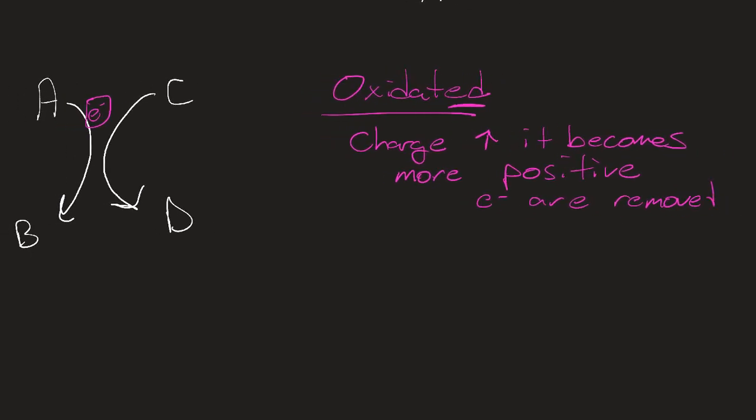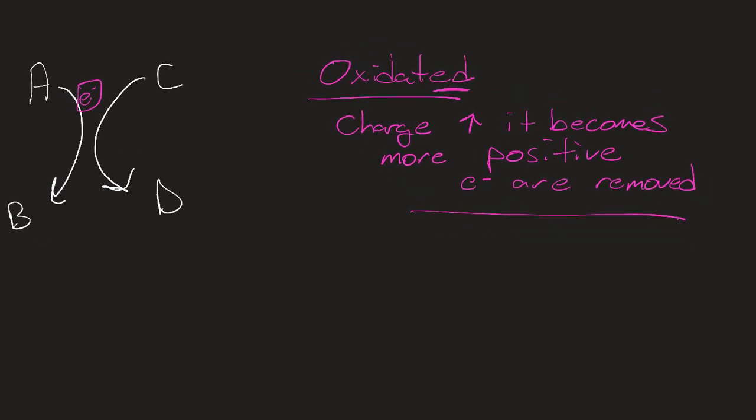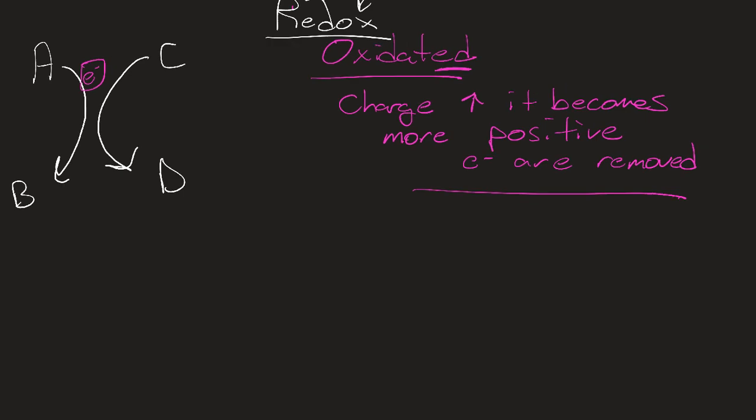You cannot have oxidation without reduction. That's why we call them redox reactions. Oxidation, reduction. Redox reactions. You cannot have one thing being oxidized without something else being reduced. Something has to take the electron if something's giving it. Does that make sense? Okay.